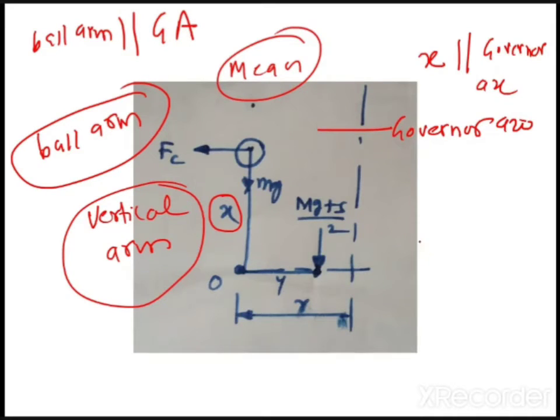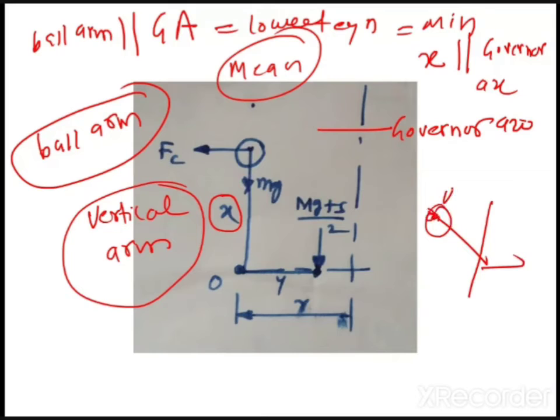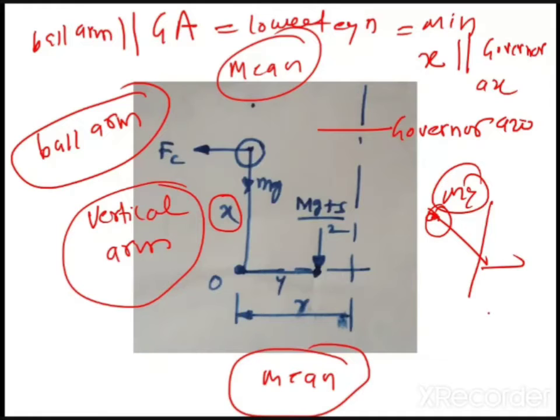So now, guys, they are saying that this is the lowest equilibrium position. Lowest means minimum. So guys, they want to say that this mg is not like this, not inward, but this ball arm is parallel to the governor axis. They are saying that the lowest position is the mean position.